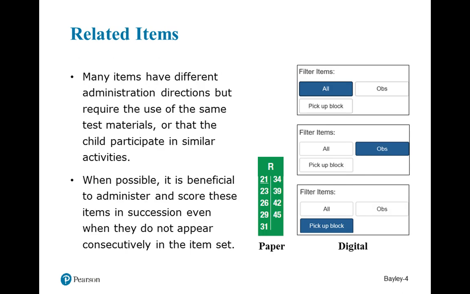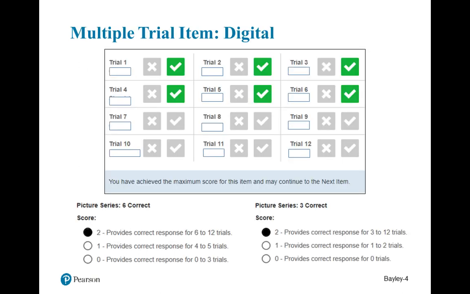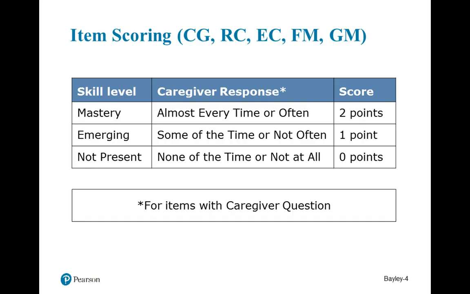Whereas your related items have different instructions, but they're using the same materials. So again, if you want to prevent having to jump around too much, grabbing materials back and forth, you can follow the guidelines for your related items. On the digital version, which Jane's going to show you, it's going to help guide you through that. Here's what the multiple trial items will look like on both the paper and the digital versions.